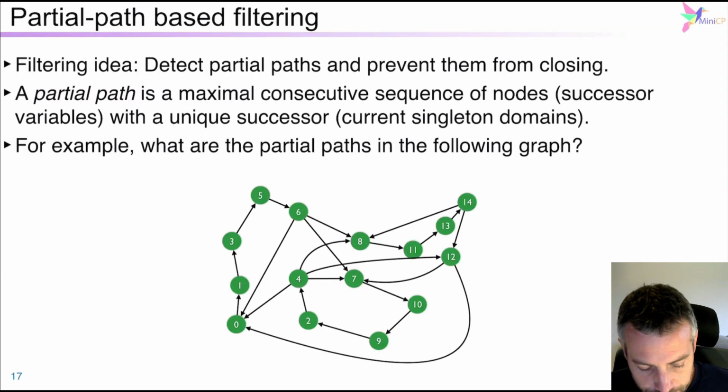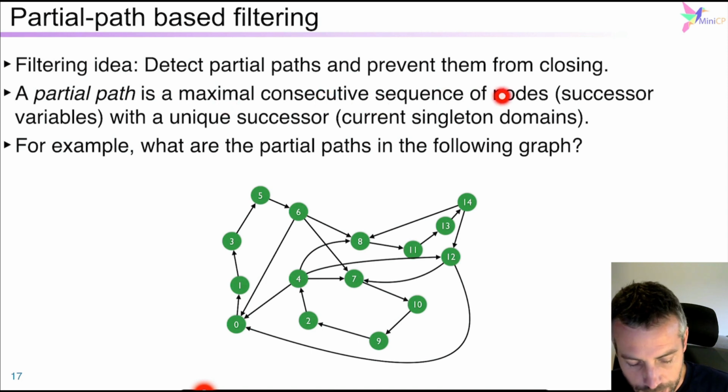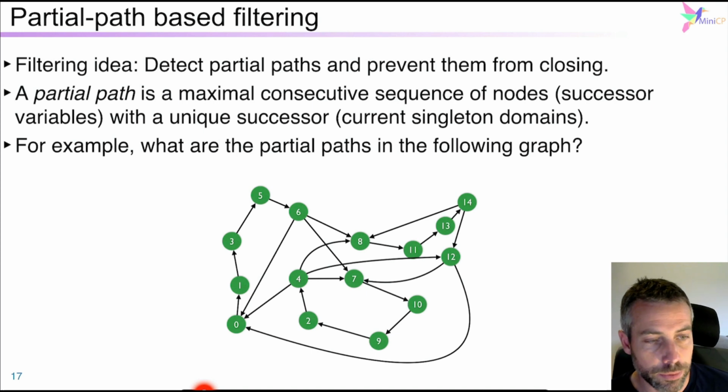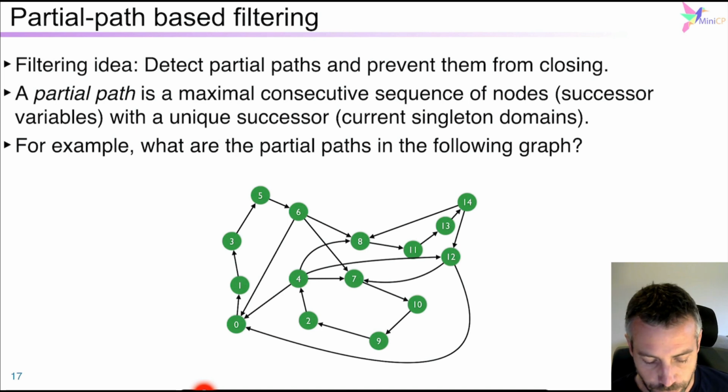So the idea is that we will define and maintain what we call partial paths. A partial path is a maximal successive sequence of nodes with a unique successor. With a unique successor, it means that these variables are fixed, and we know the direct successors of each of these variables.